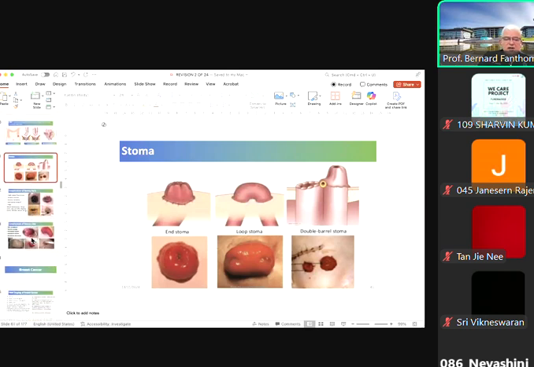Then, as short cases we will encounter sometimes, patients with a stoma. If a patient has a stoma, it may be an end stoma, a loop stoma, or a double barrel stoma.